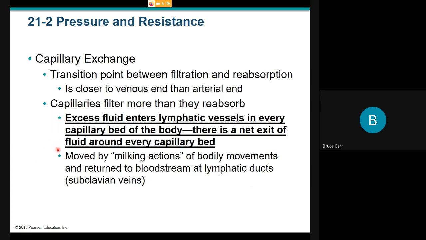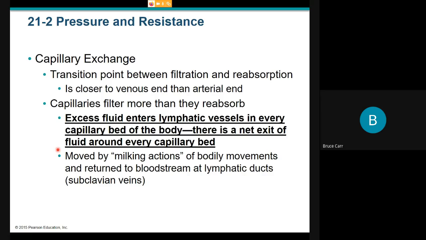Excess fluid enters the lymphatic vessels in every single capillary bed. So this excess water is actually leaching into the lymphatic vessels that are stationed in every capillary bed. So it's sort of like a little drain. The lymphatic vessels are going to be structured like veins in that they have one-way valves. Once the fluid moves along that, it gets above a one-way valve and cannot come back.